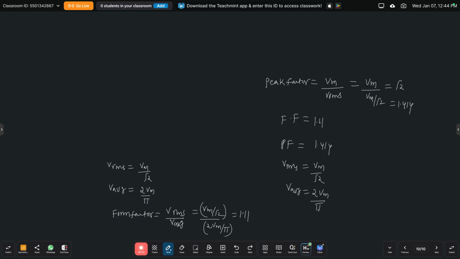So finally we can conclude for a pure sinusoidal waveform the form factor is 1.11 and the peak factor is 1.414. Vrms is Vm by root 2 and V average is 2 Vm by pi.